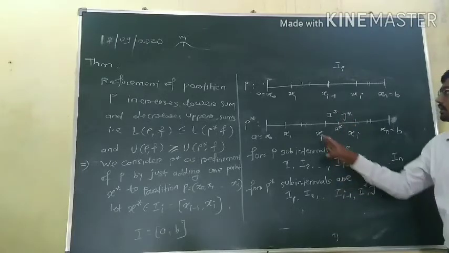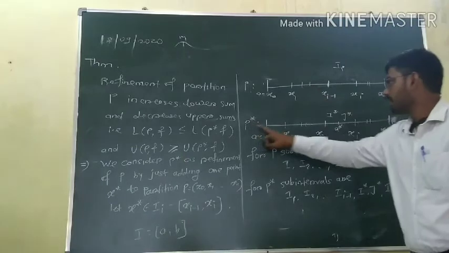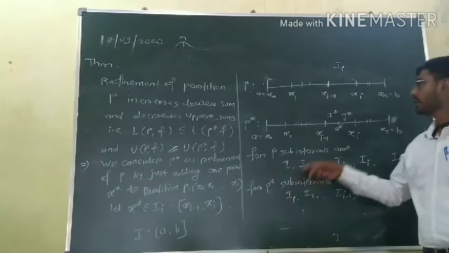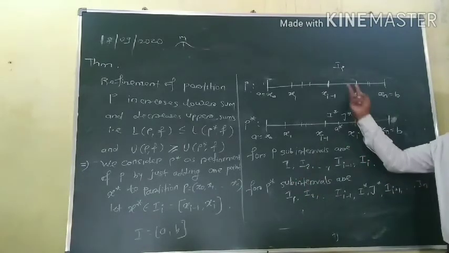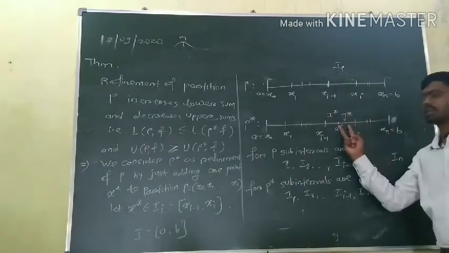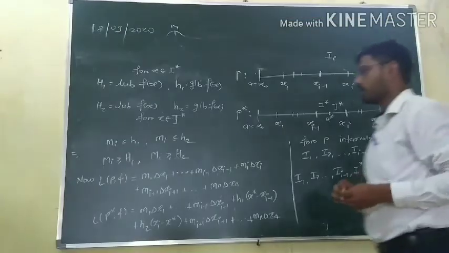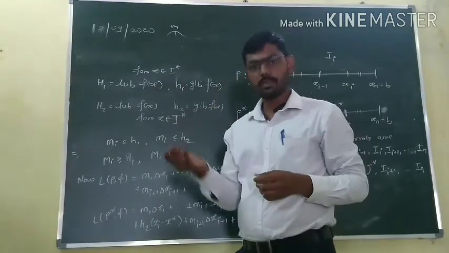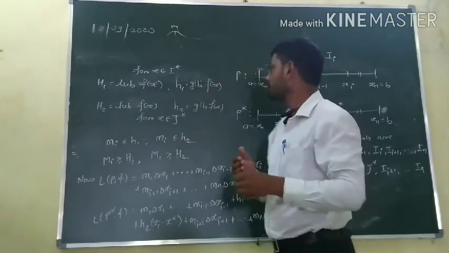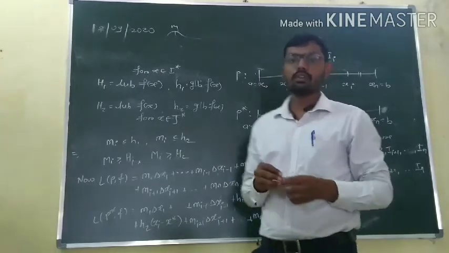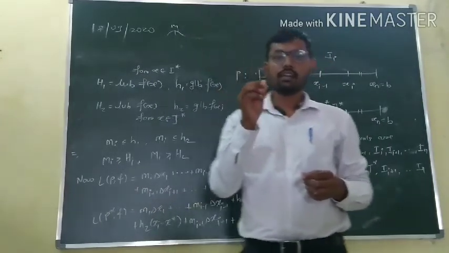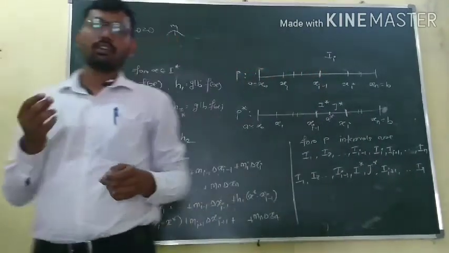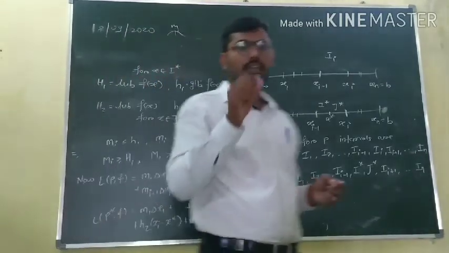So this is the partition P, and this is the refinement. These are the subintervals of partition P and these are the subintervals of partition P star. The only thing to observe here is that we have divided this interval into two subintervals. Now we have to find the lower sum and upper sum for partition P and partition P star. For that purpose, we know the formula contains the least upper bound and greatest lower bound of the function in each subinterval, and the length of that subinterval.